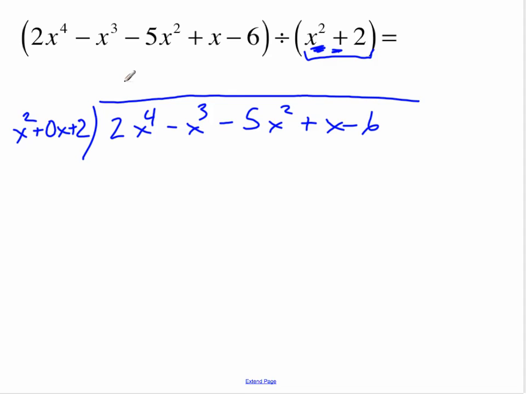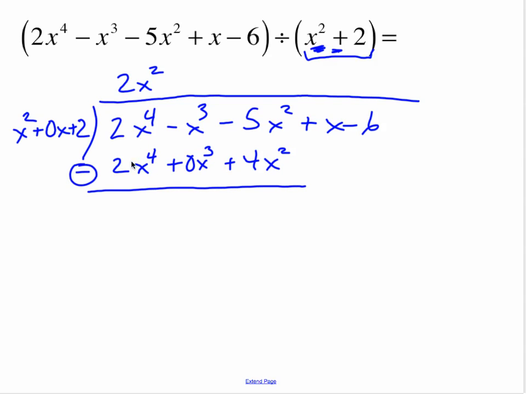Okay, so x squared into 2x to the fourth goes 2x squared. Multiply. This times this will be 2x to the fourth plus 0x cubed, I guess, plus 4x squared. Notice how putting that 0 in helps you get all the terms lined up properly. Again, let's subtract this minus this. Okay, so subtract this minus this is nothing. Minus 0, that would just be a minus x cubed. Minus 5 minus 4 would be a minus 9x squared.